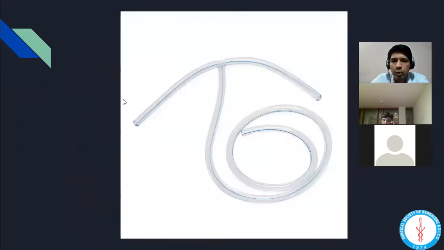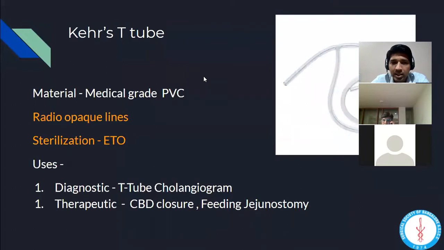This is a Care's T-tube. It has an ascending limb, a descending limb, and a transverse limb. It has radio opaque lines all around to help us identify the exact position. And this is commonly used after CBD repairs. Diagnostically, you can do a T-tube cholangiogram through this.